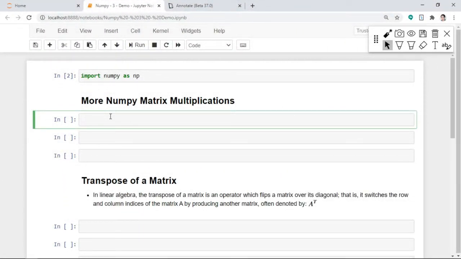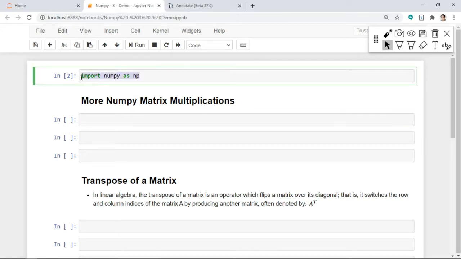Okay, welcome once again to our course. To continue our lecture, we will have more NumPy multiplication. I already imported NumPy here as np, and I already executed the code here. We'll be continuing and building our lecture from the previous one.